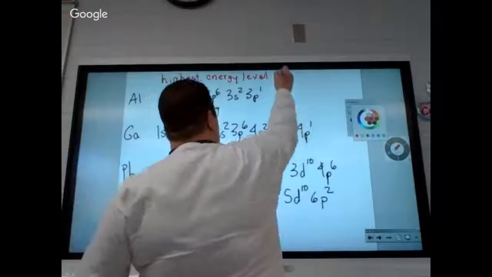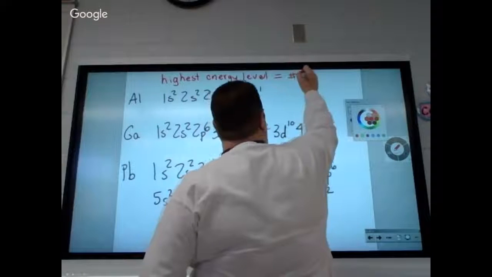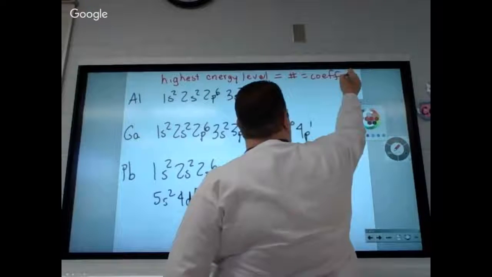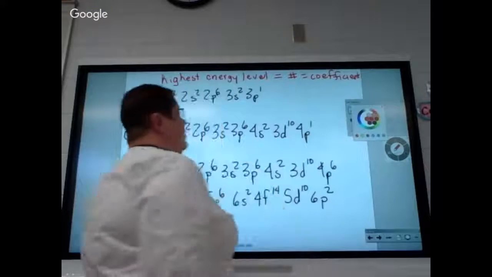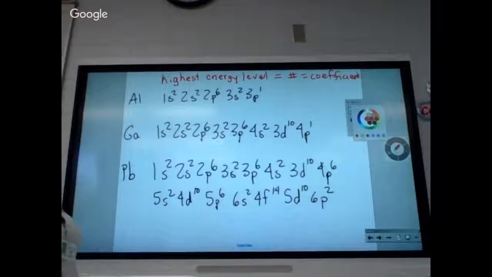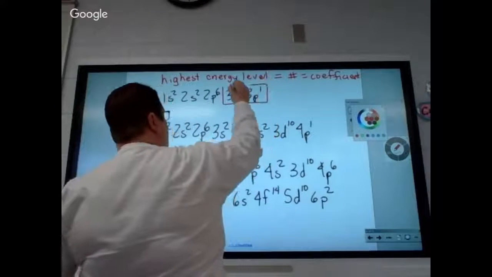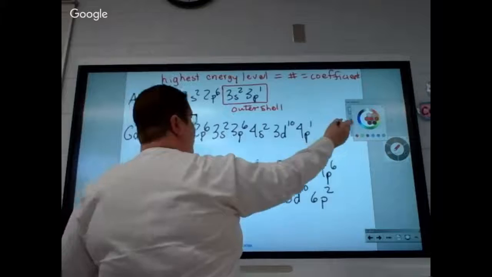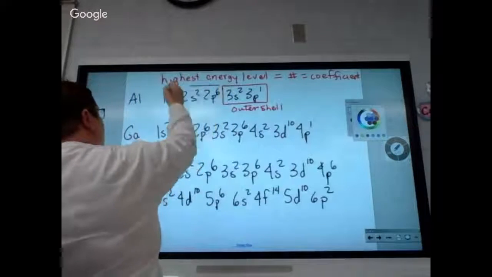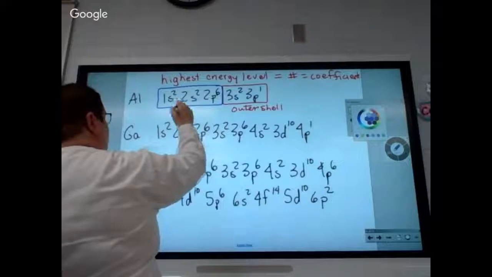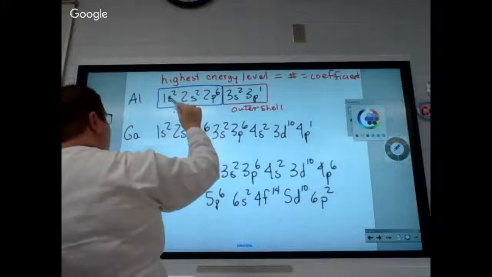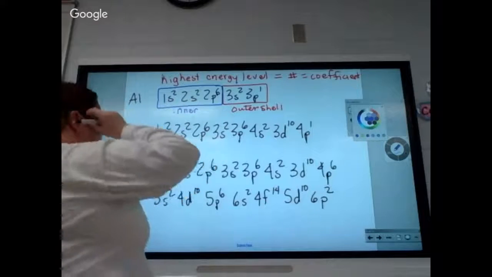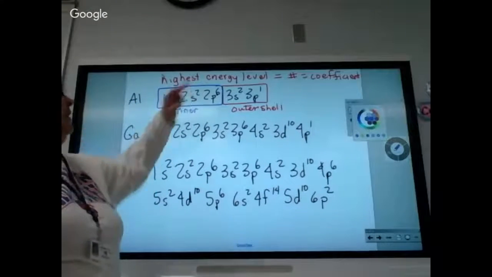Okay, so the highest energy level is, of course, the number or the coefficient. Which one is the greatest coefficient for aluminum? The 3. Not the S or the P, but the 3. So how many 3s do we have? 2. So all of this is the outer shell. That means everything else that's left is the what? All of that is the inner shell. That's why I said in the definition, anything that's not the outer shell is the inner shell. In this case, it's only a first ring and a second ring.